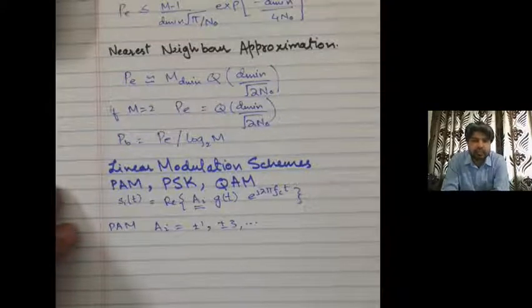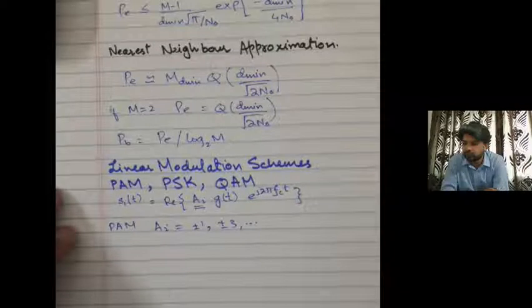This means that for pulse amplitude modulation, you would have a linear or one-dimensional constellation diagram. You don't need a two-dimensional constellation diagram. You only need one basis function to represent all capital M symbols that you wish to transmit.